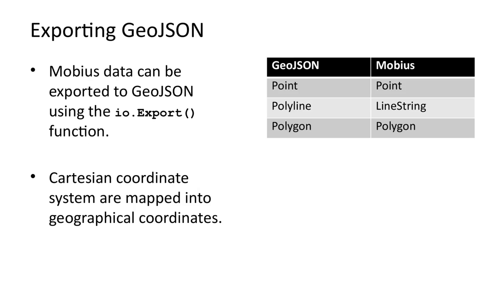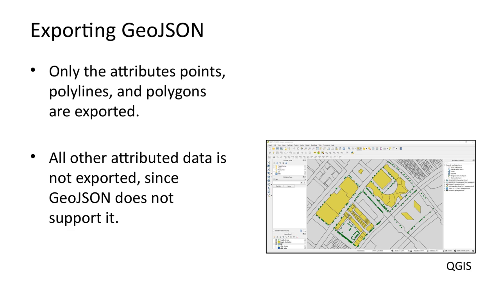Mobius data can also be exported to GeoJSON. In the process, the Cartesian coordinates will be mapped to geographical coordinates. Only the Mobius attributes on points, polylines, and polygons will be exported. All other attributes will be discarded. This is because the GeoJSON format does not support these other attributes.